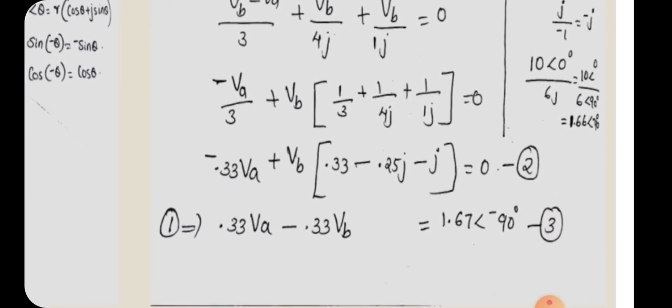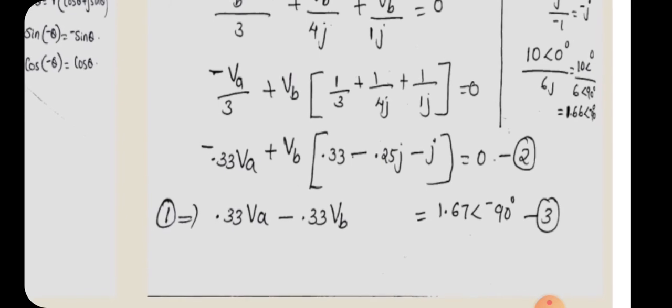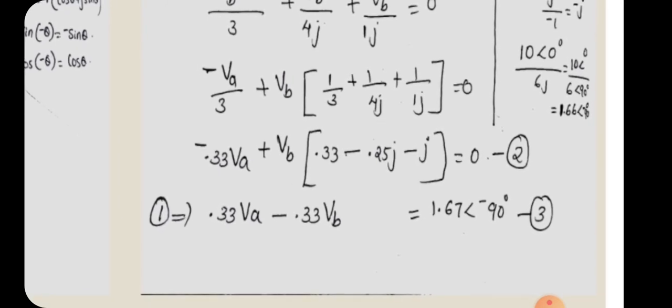So minus VA by 3 can be written as minus 0.33 VA, plus VB into 0.33 plus 0.25 J plus 1 by J. Here 1 by J, if we multiply with J by J, you will get minus J. So 1 by J can be written as minus J. So you got the equation, equal to 0, that is the second equation.